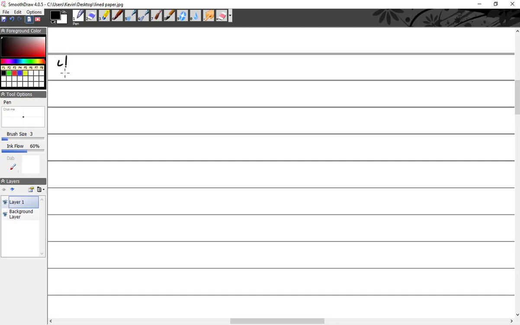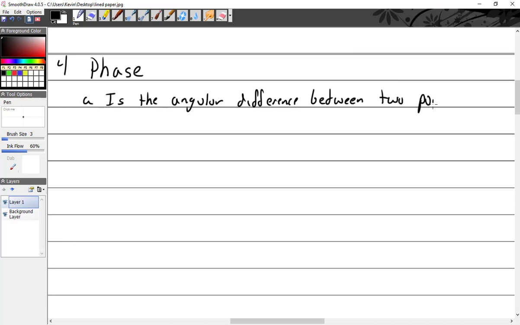So phase. Phase is the angular difference between 2 points on an AC waveform, right? Everybody understands that. The angular difference between 2 points on an AC waveform.